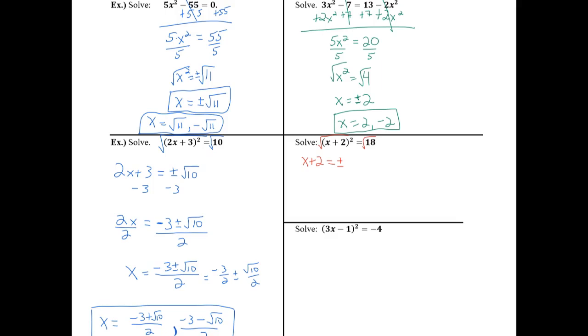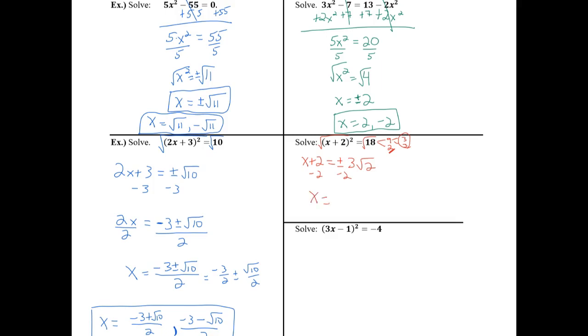But the square root of 18 can be simplified. That radical of 18. 18 is the same thing as 9 times 2. And 9 is that perfect square. So we can take out the square root of 9. Square root of 9 is 3. And then there's that 2 left underneath the radical. And then lastly, we want to get x alone. So I'm going to subtract 2 from both sides.